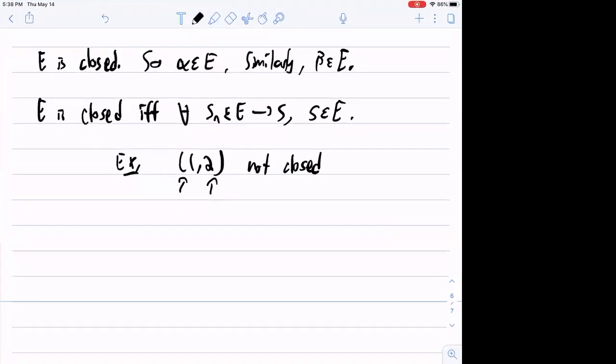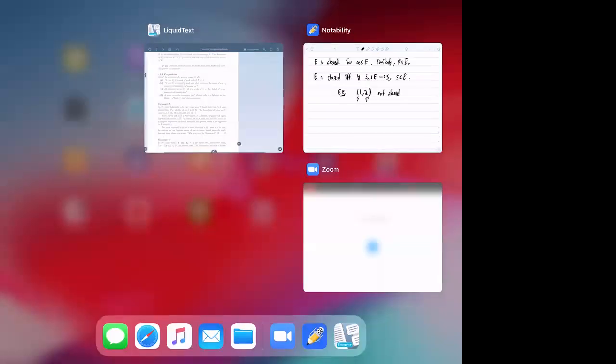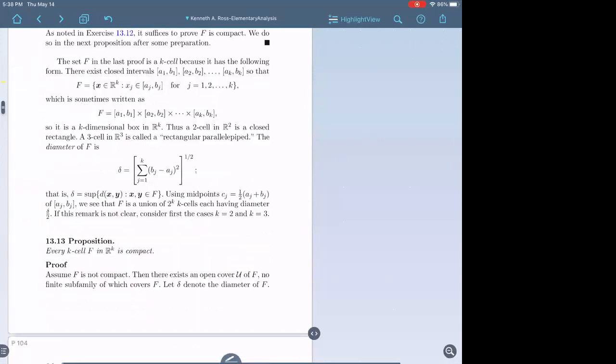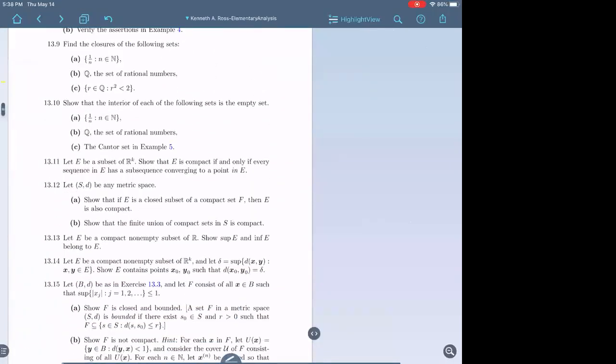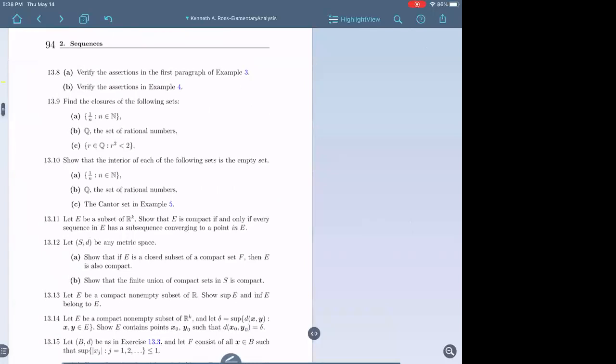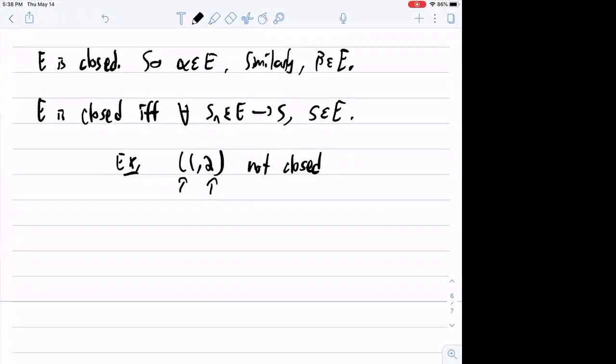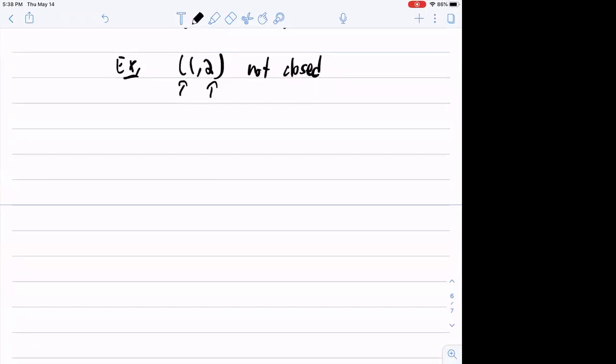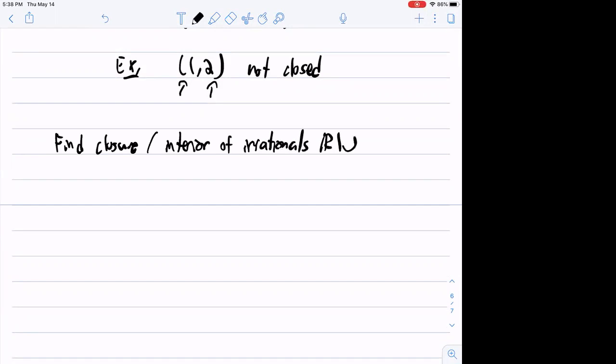Okay, great. I sort of did the interior and boundary, and I did the closure, but someone asked me in office hours, so I guess it's a good problem. So let's find the closure and interior. It's similar to the previous things we did with irrationals. So R without Q. Let's call this E. What is the closure of E?